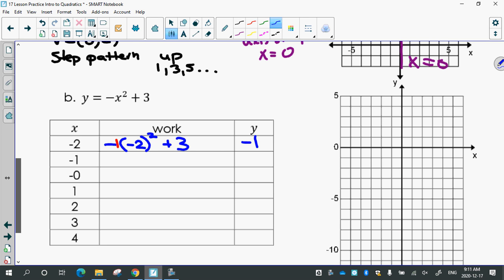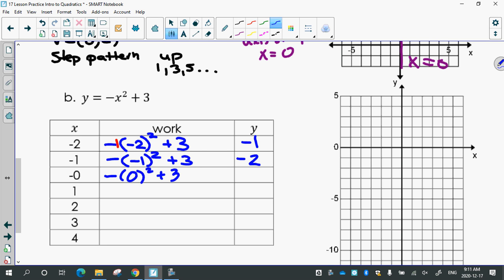So make sure you can put that into your calculator properly. It would be negative bracket, negative 2 bracket squared, plus 3, and it should give you negative 1. Okay? Same idea here. So negative bracket, negative 1 bracket squared, plus 3. Negative bracket 0 squared plus 3. That's just going to be 3.